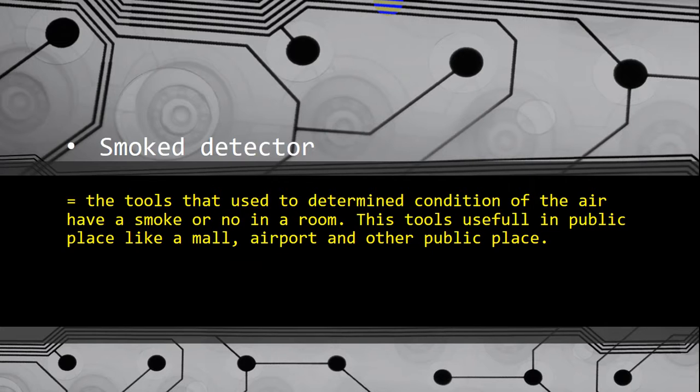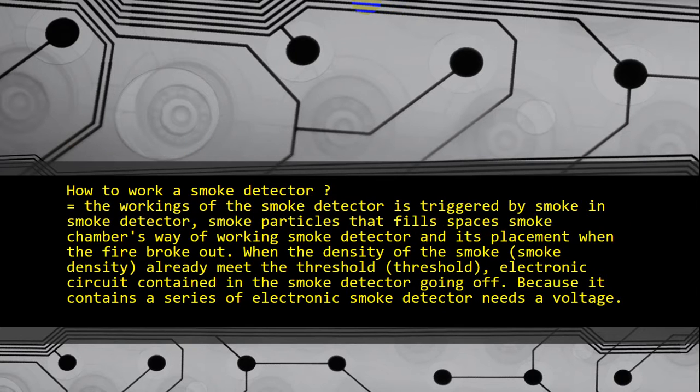Next, smoke detector. This tool is used to determine the condition of the air, whether there is smoke or not in a room. This tool is useful in public places like a mall, airport, and other public places. How does a smoke detector work? It is triggered by smoke. Smoke particles fill the smoke chamber. When the smoke density meets the threshold, the electronic circuit contained in the smoke detector goes off. Because it contains a series of electronics, the smoke detector needs a voltage.